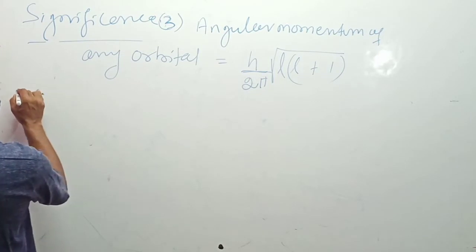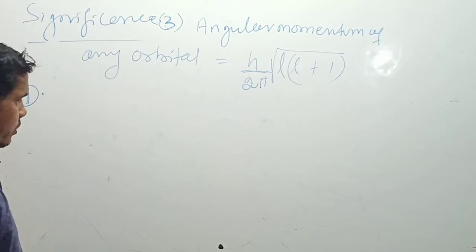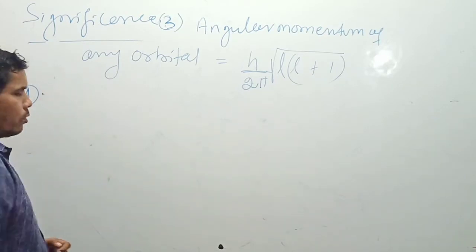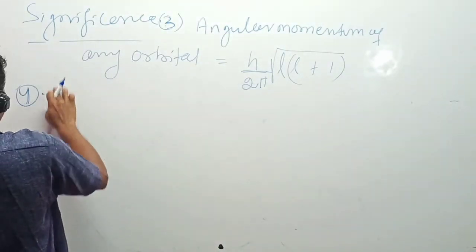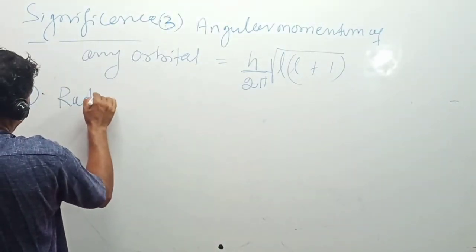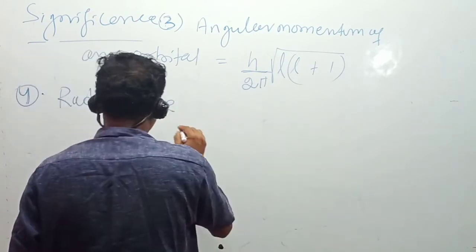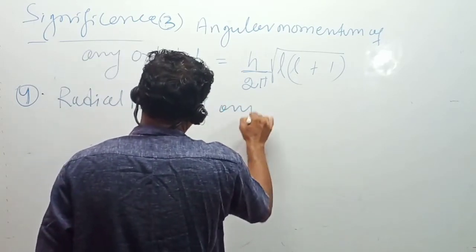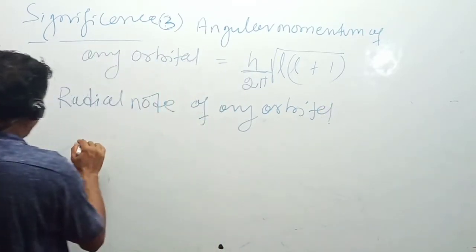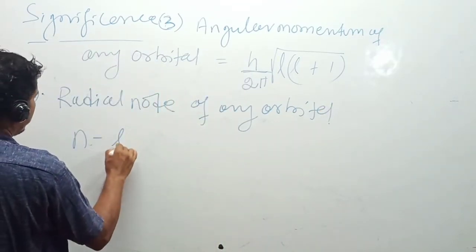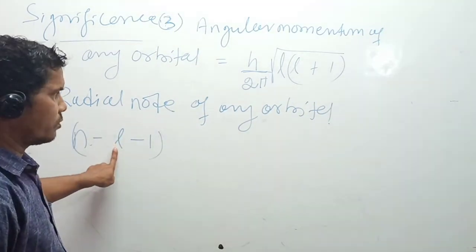Fourth significance: the radial node or angular node, both we can calculate. The radial node of any orbital is equal to n minus L minus 1, where L stands for the azimuthal quantum number.